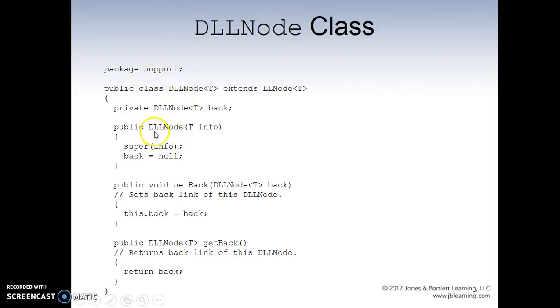Then we're going to override the constructor of our node using super. Initialize. Right? And then set the pointer back equal to null. Now we have to have set back, take the pointer in, and this dot back equal to back, and get back returns back.